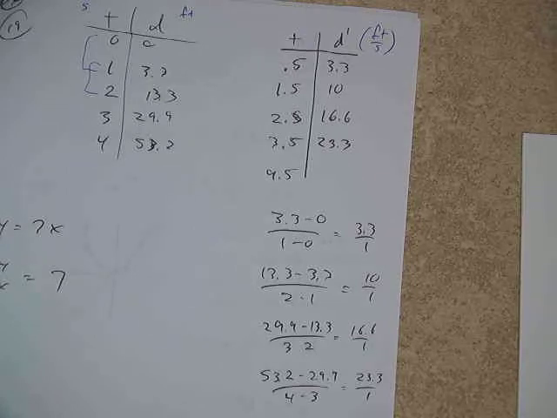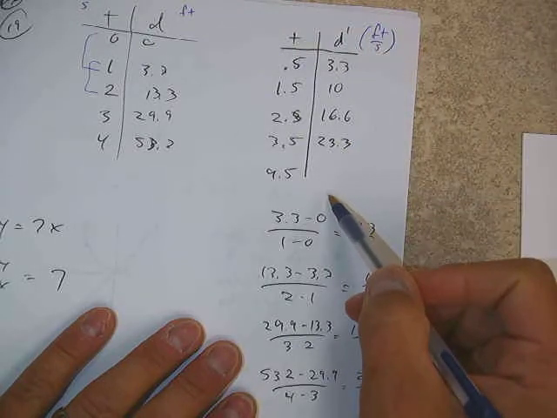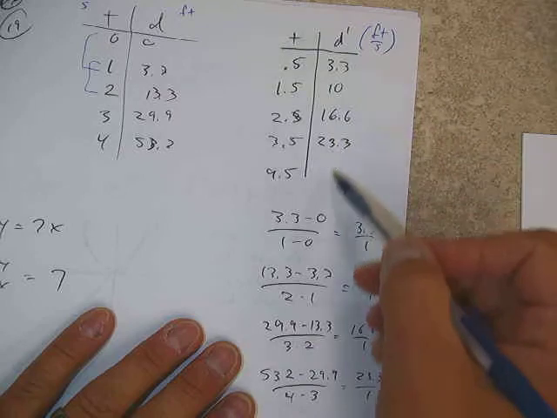Because again, the y values are feet per second and the time is seconds. So if I said at 3.5, what's the velocity of this particular situation? It would be going 23.3 feet per second. These are all velocity values here. Part B says in what units? We already said the units are feet per second.